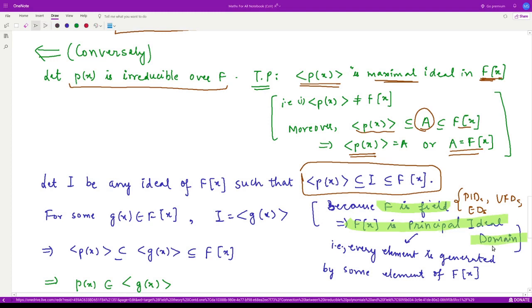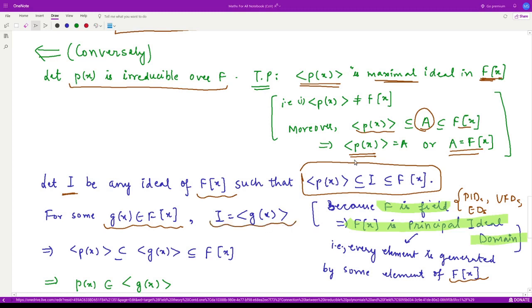And what is a principal ideal domain? You should also revise this. It is an integral domain in which every ideal is generated by some element of the given ring. And the ring we are considering is that of the polynomial rings. So now we are saying this I is an ideal of F[x], which is a principal ideal domain. That means there is an element g(x) from this ring F[x] such that this ideal is generated by this element.